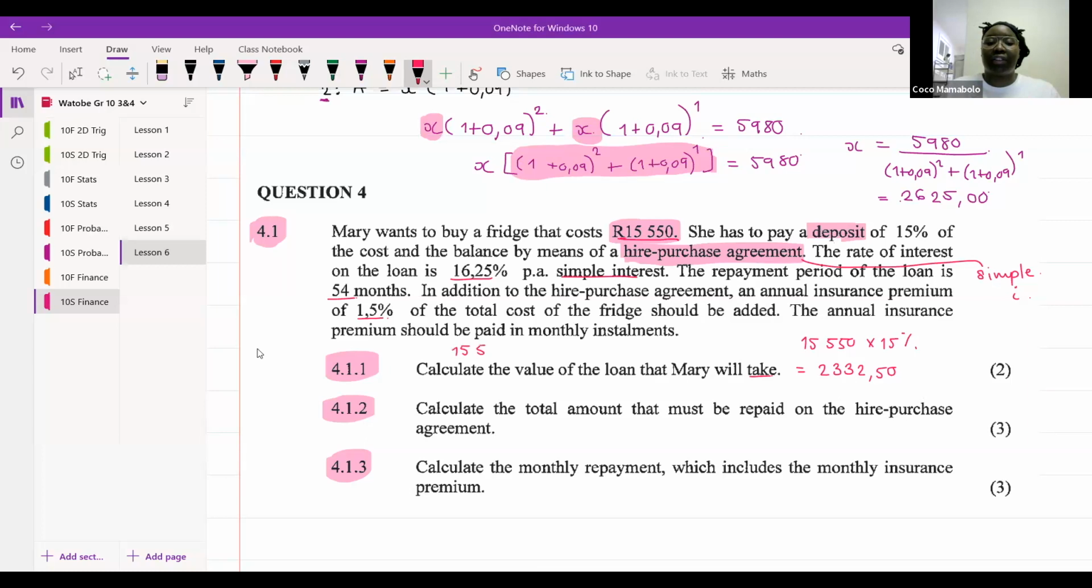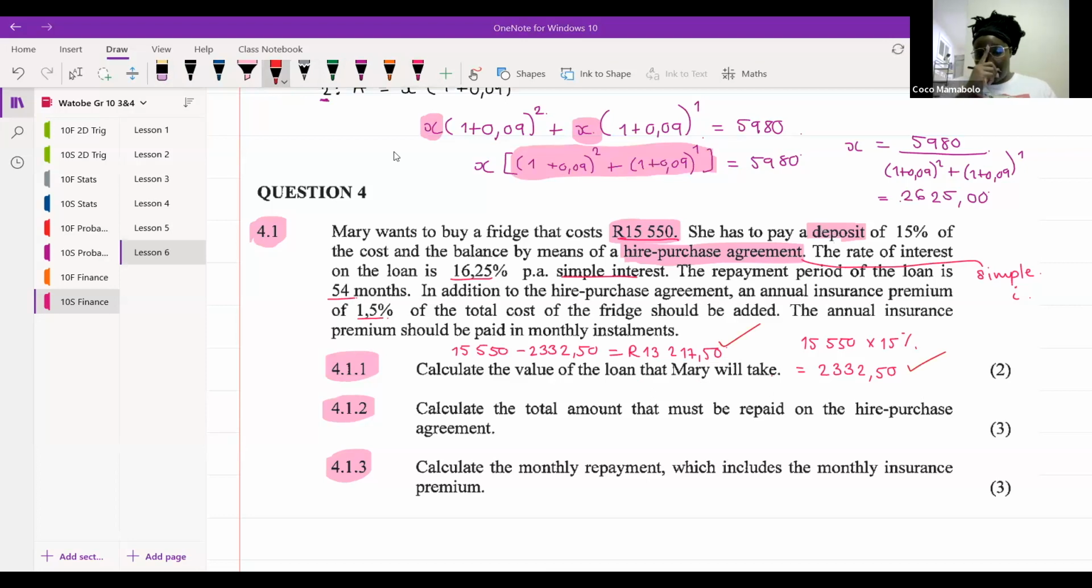So we're going to take 15,550 minus 2,332. That gives us the amount that we're actually looking for. How much did she take out as a loan? 13,217 Rand and 50 cents. That's how much the loan is worth. Right, those are the answers you would get. You would get 1 mark for finding the 15% and 1 mark for giving the actual loan.